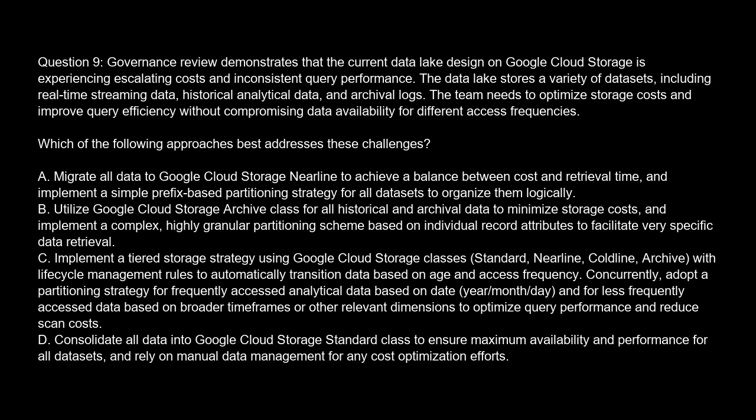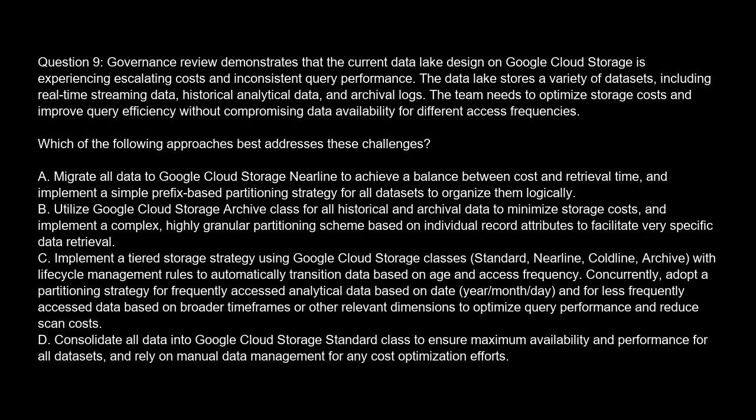Option B. Utilize Google Cloud Storage Archive class for all historical and archival data to minimize storage costs, and implement a complex, highly granular partitioning scheme based on individual record attributes to facilitate very specific data retrieval.